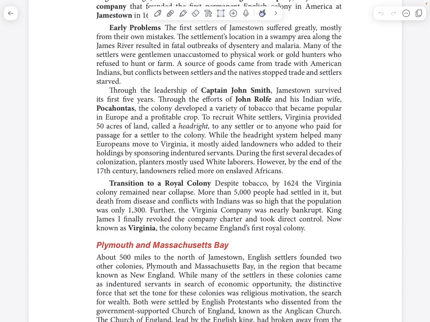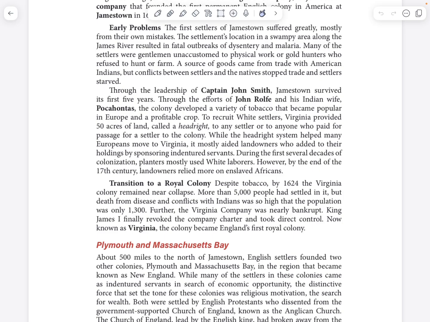Many of the settlers were gentlemen unaccustomed to physical work or gold hunters who refused to hunt or farm. A source of goods came from trade with the American Indians, but conflicts between the settlers and the natives stopped the trade, and settlers starved. Through the leadership of Captain John Smith, Jamestown survived its first 5 years. Through the effort of John Rolfe and his Indian wife, Pocahontas, the colony developed a variety of tobacco that became popular in Europe and a profitable crop.